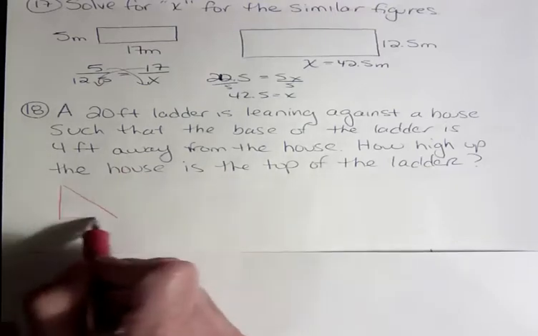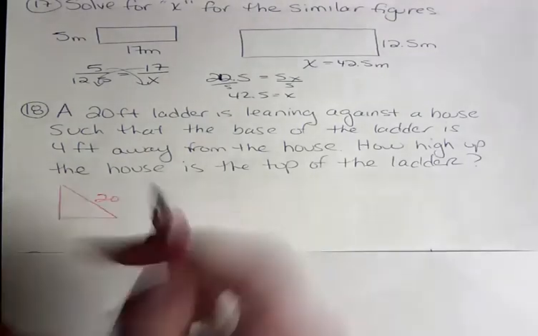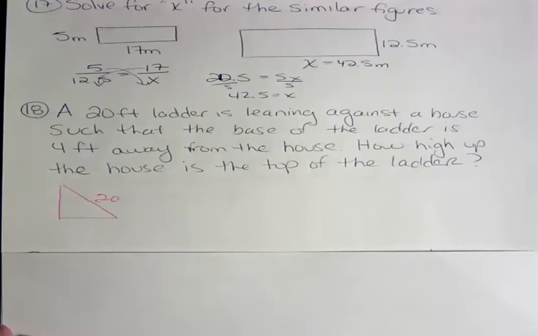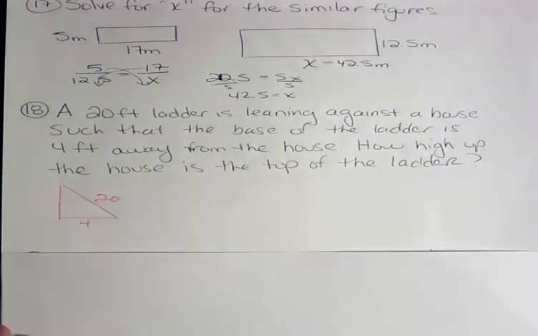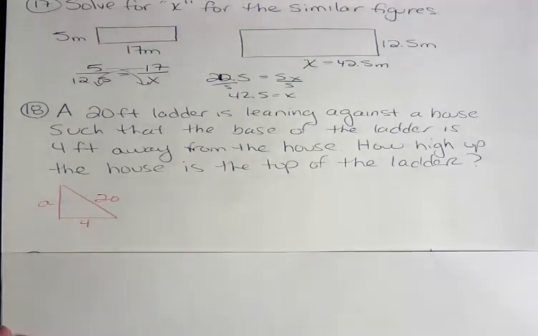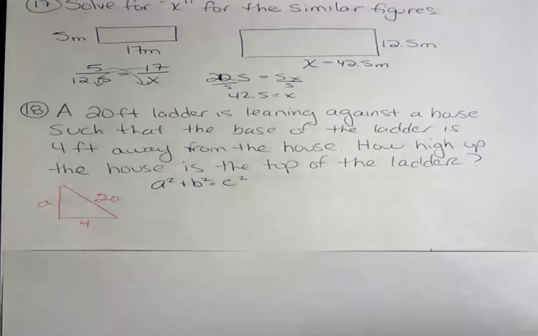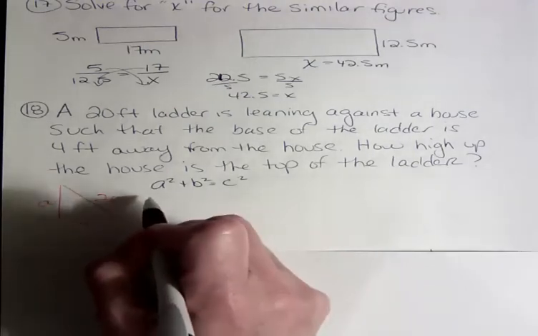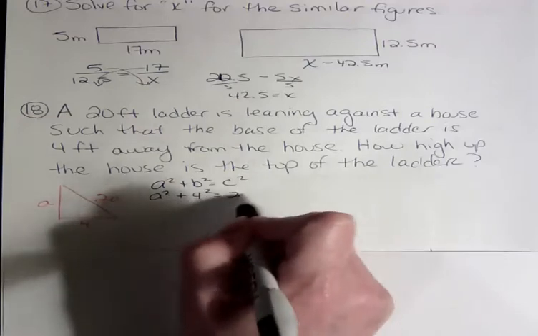No matter which one they're asking for, this is like a ladder that's leaning against a house, and it's a certain distance away from the house, right? I might not have drawn this proportionally correct, but the ladder that's 20 foot long is this one. And the base of the ladder is 4 feet away from the house. That's that. And the question is, how high up the house is the top of the ladder? That's A. And what you know about right triangles is that A squared plus B squared equals C squared. A is, we don't know. B is 4 and C is 20.